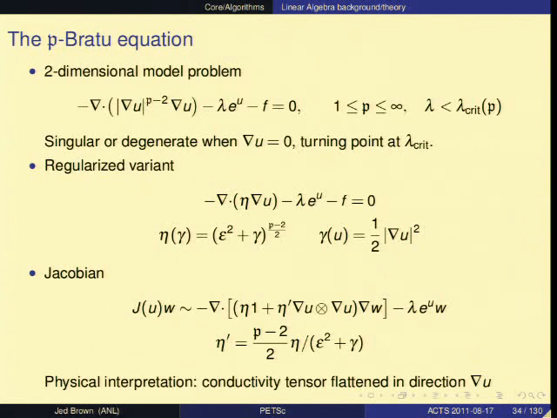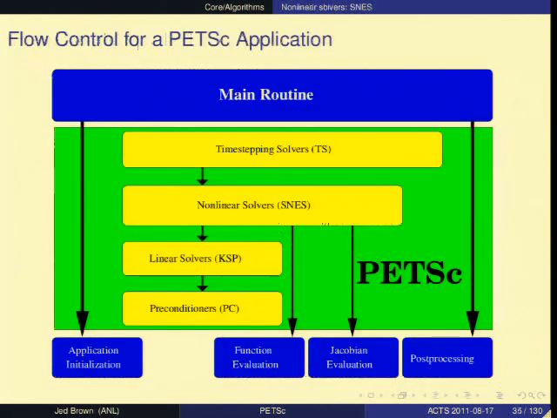So we get an isotropic part, and then this part is an anisotropic part. Say if p is less than 2, what you're doing is squashing this conductivity tensor in the direction of the gradient. That makes solving the linear problems a little bit difficult, and this shift as well makes them a little harder. But it's not so bad.